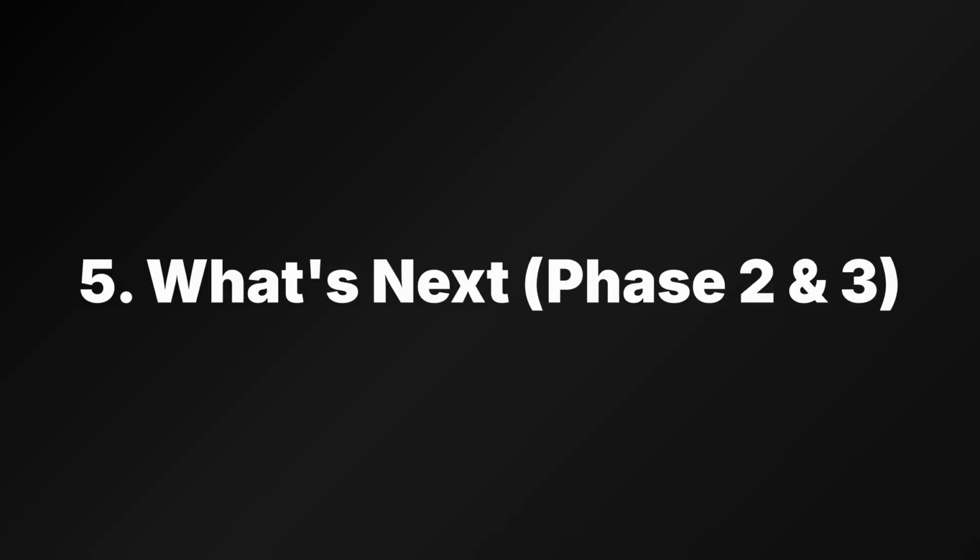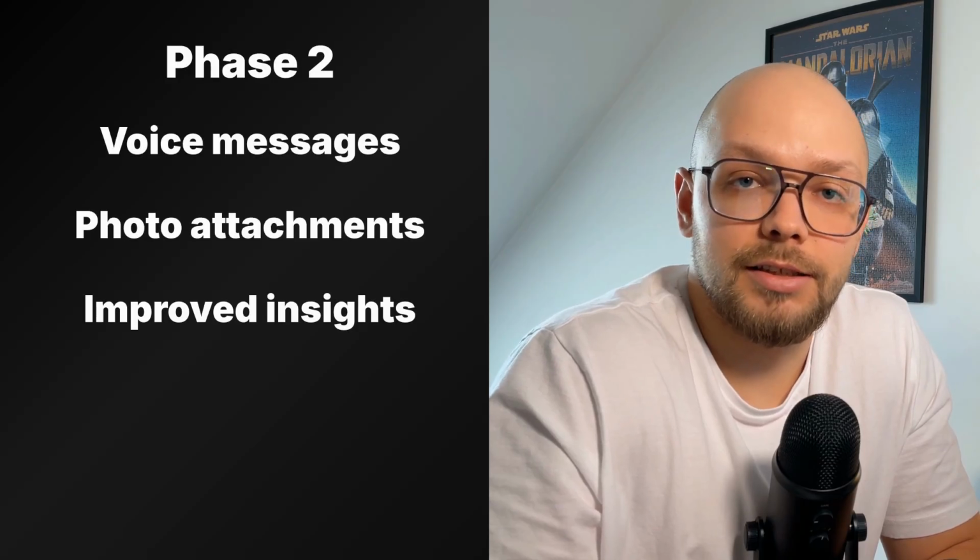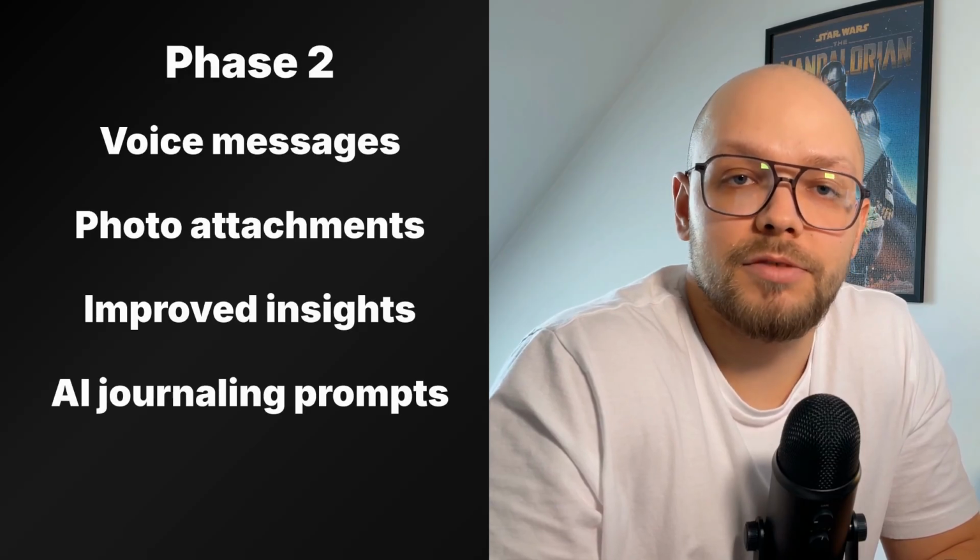What is in the MVP? Everything you saw. Mood logging, analytics, calendar, insights. This is phase 1. So what about phase 2? I'm planning to add voice notes, photos, extra insights and AI-powered prompts for journaling. Phase 3. Maybe cloud sync, maybe some integration with Apple Health, I don't know. Probably also some reports for the therapist. We'll see.